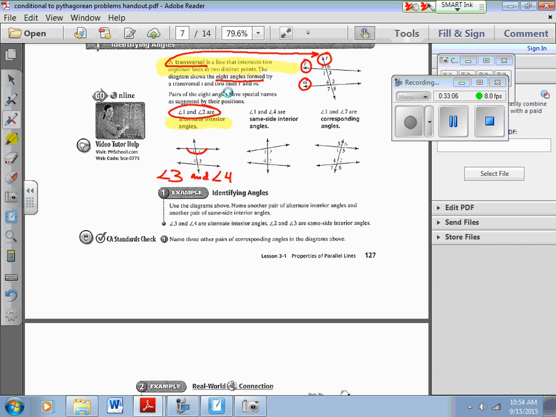Do you notice that angle 1 and angle 4 are on the same side? So now, same side interior angles. Angle 1 and angle 4 are same side interior angles. What is the other pair that's same side interior? 3 and 2. 3 and 2.